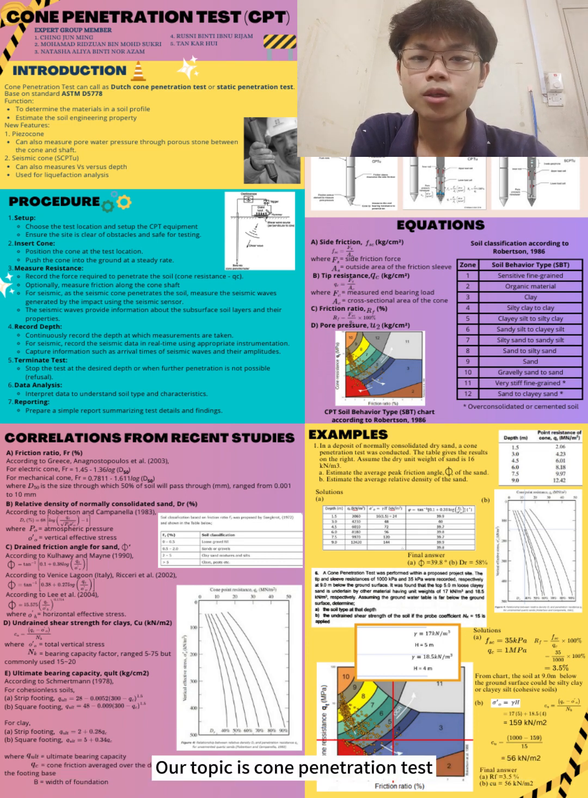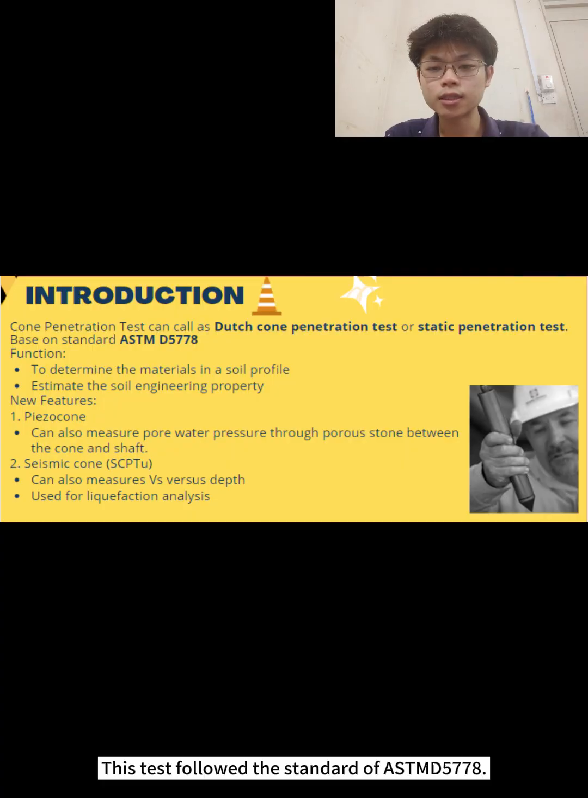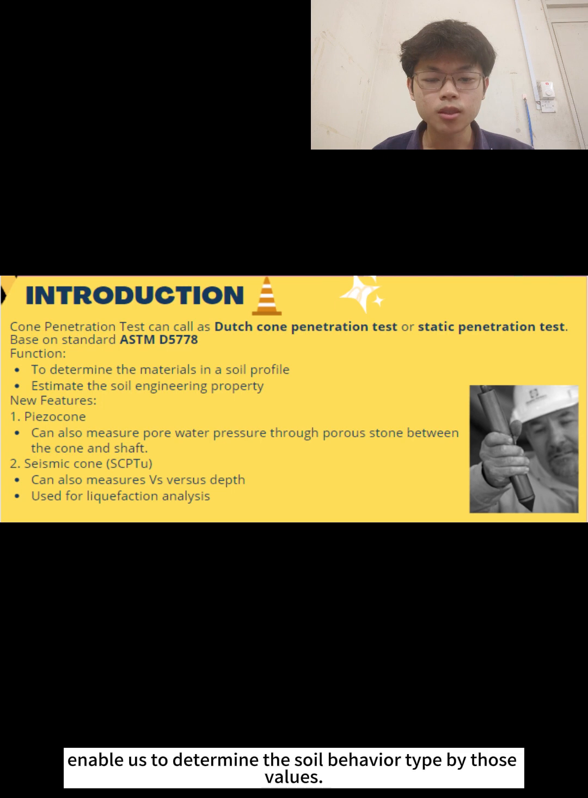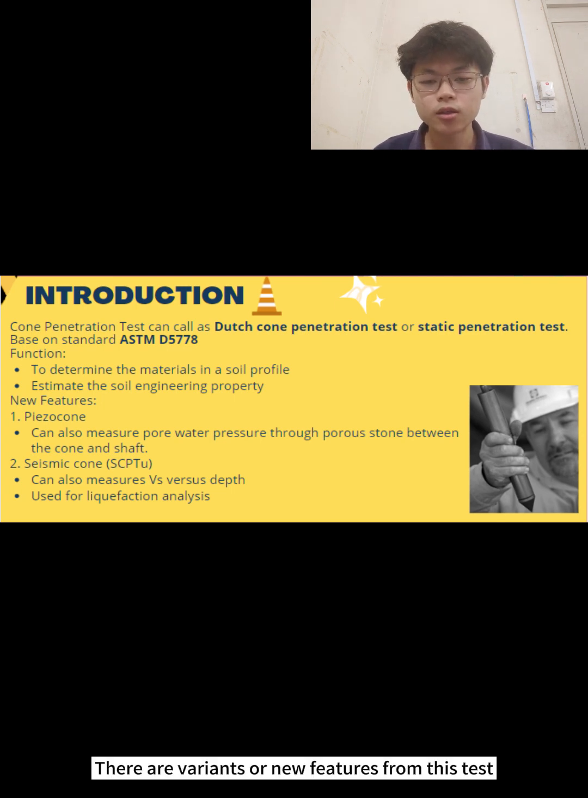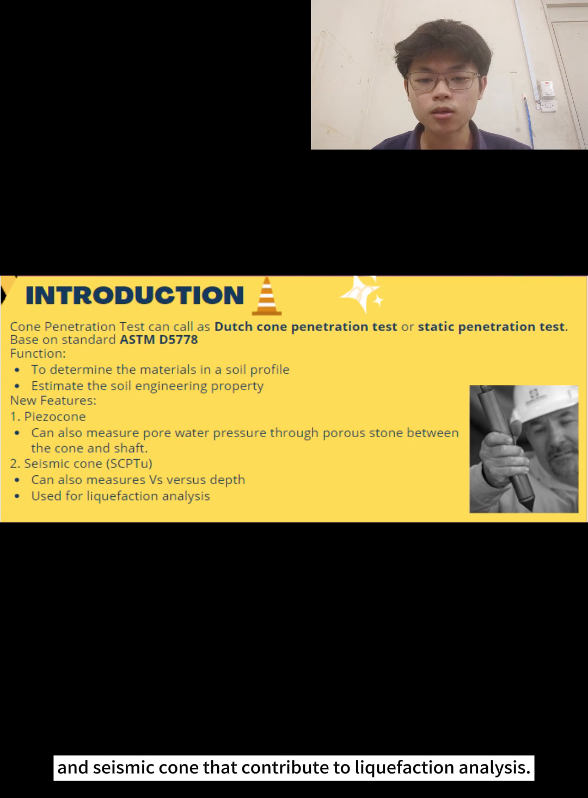Our topic is cone penetration test. This test follows the standard of ASTM D5778. This test provides a continuous profile which helps to identify the soil layers. It measures the tip resistance and side friction, enabling us to determine the soil behavior type from those values. There are variants or new features of this test: piezo cone, which measures the pore water pressure, and seismic cone that contributes to liquefaction analysis.